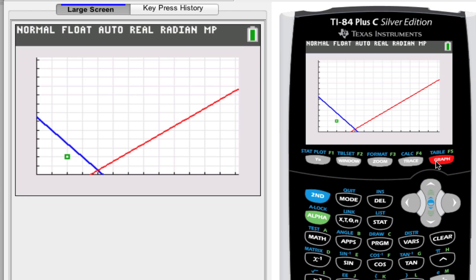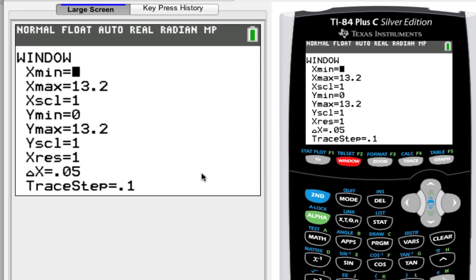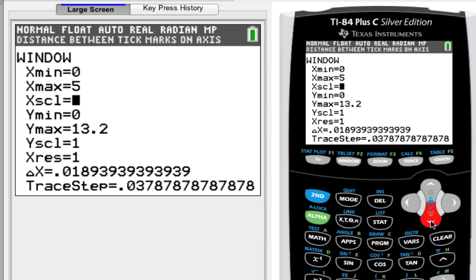And then also let's go ahead and zoom in. Let's pretty much go as high as, let's say, 3 for the y-axis, and for the x, let's make the x 5. So let's go ahead and press the window key. For the x, let's change that to a value of 5. And for the y, let's change that to a value of 3. And then let's graph again.